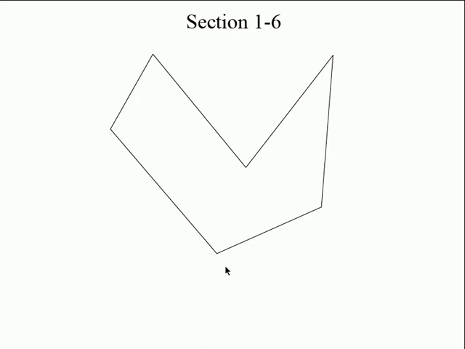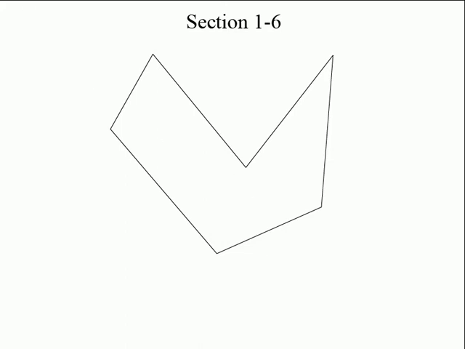Is it a polygon? Yes. Yeah, because all the sides connect at the endpoints of all the other sides. Okay, so there's no gaps, there's no overlapping or anything like that. Sure, it's a polygon, but the other one was a convex polygon. Do you think this one's a convex polygon?